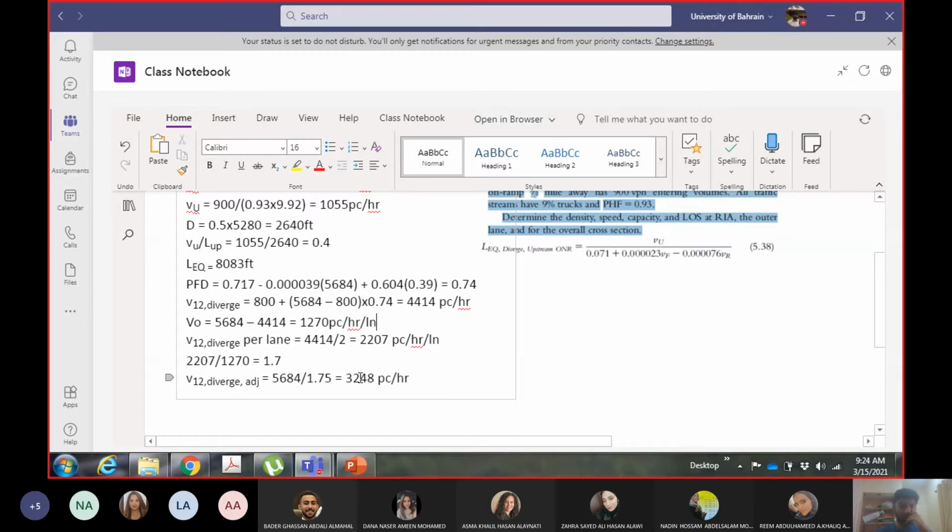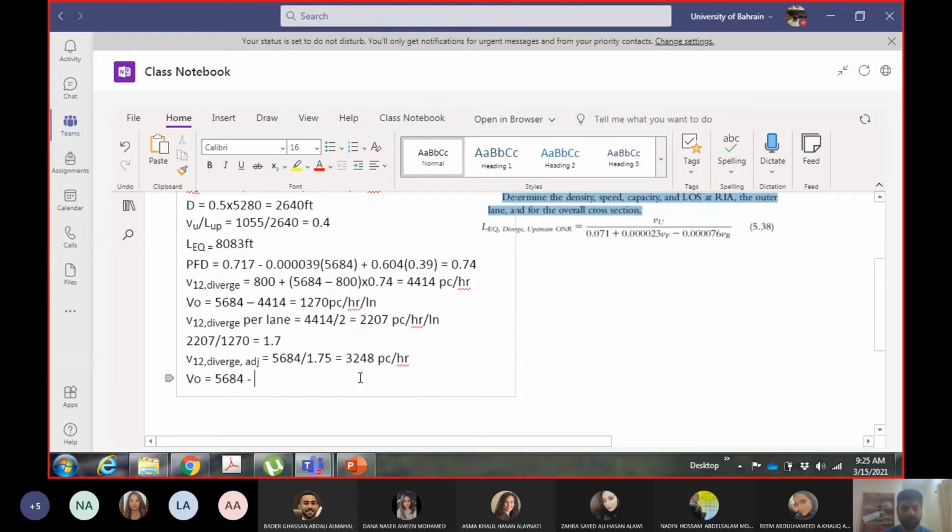And then what about this condition? How much flow rate is left in the outer lane? So 5684 minus 3248. How much will you get? 2436 passenger cars per hour per lane. Okay, so the limit was 2700. If it is still less than 2700, we don't have any problem.